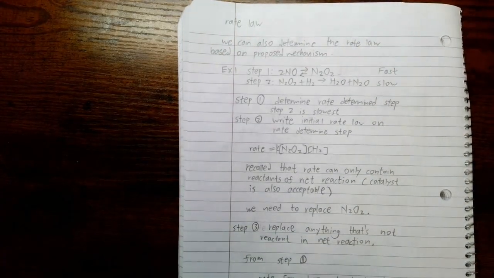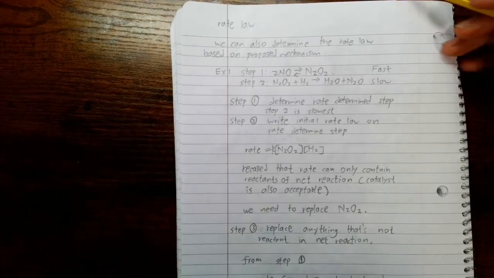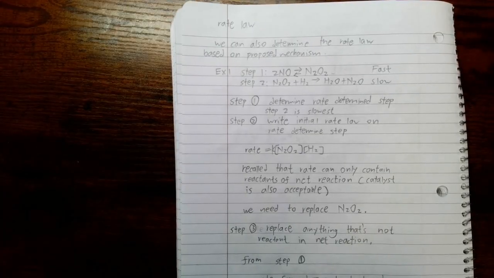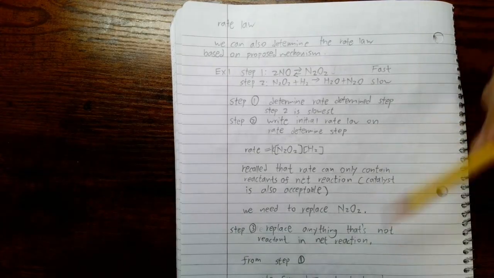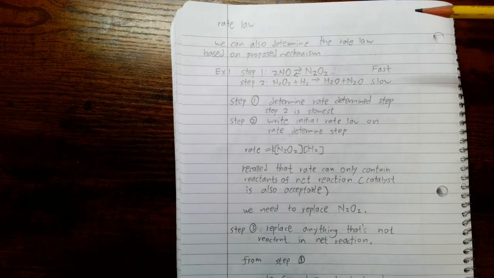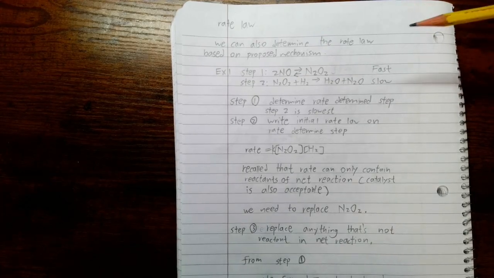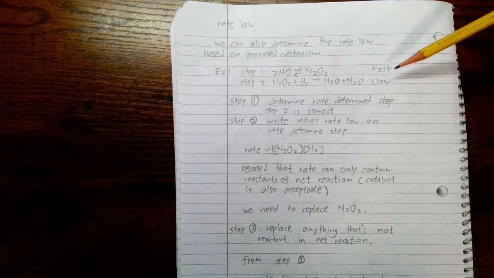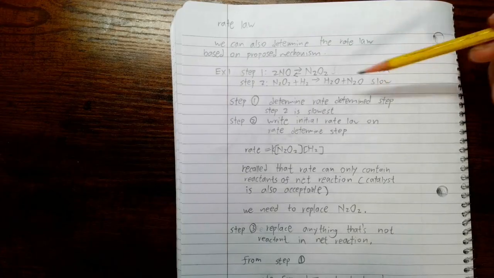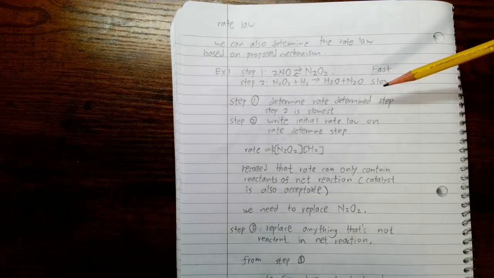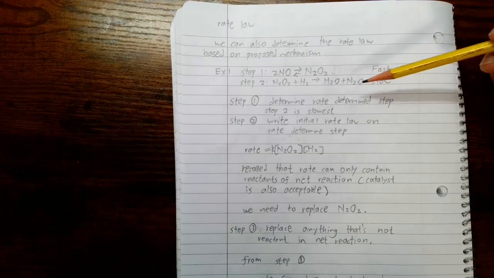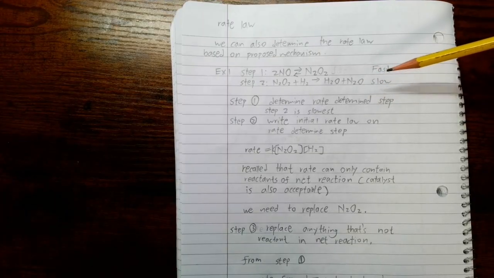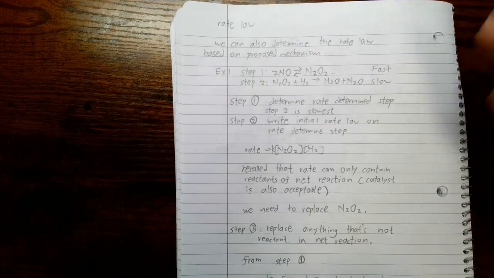Now let's talk a little bit more about rate law. Using the chemical mechanism, we can also determine the rate law. Here are the steps that we need to follow in order to determine the rate law. The first step is to determine the rate determining step. We just need to find the slowest one. In this example, we can see that step 2 is the slowest. So that one is going to be the rate determining step.